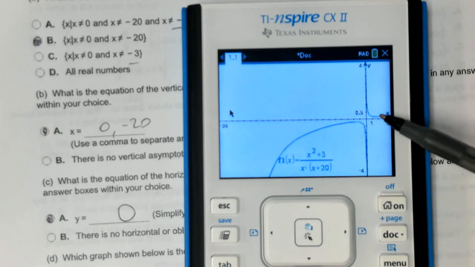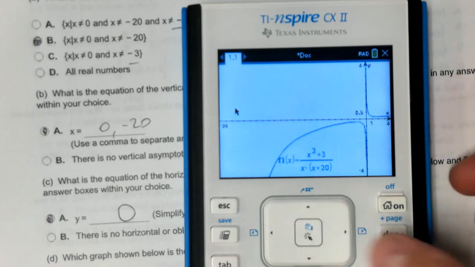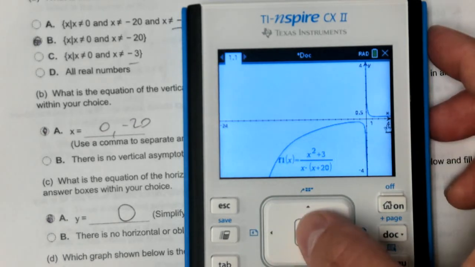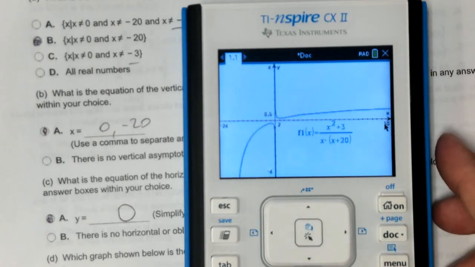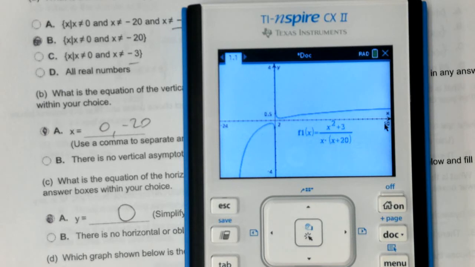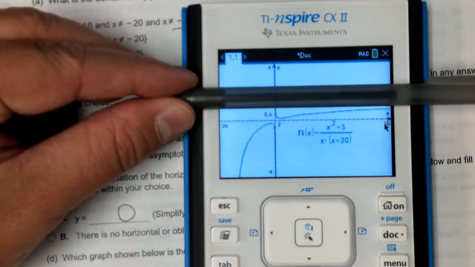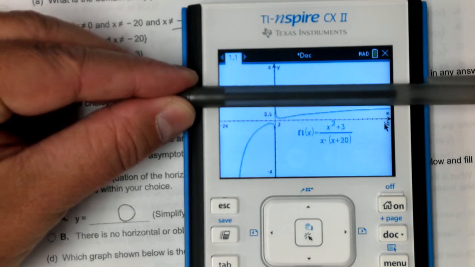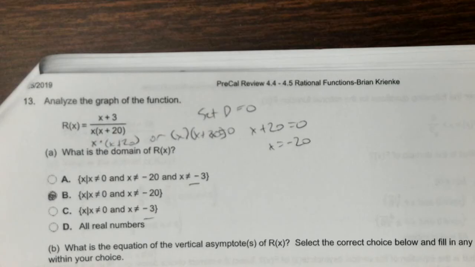Okay, so I would have to rearrange or readjust this window. But this is going to have a horizontal asymptote at 1. There's 0.5, and so 1 would be right there. Okay, so there's no oblique or horizontal.